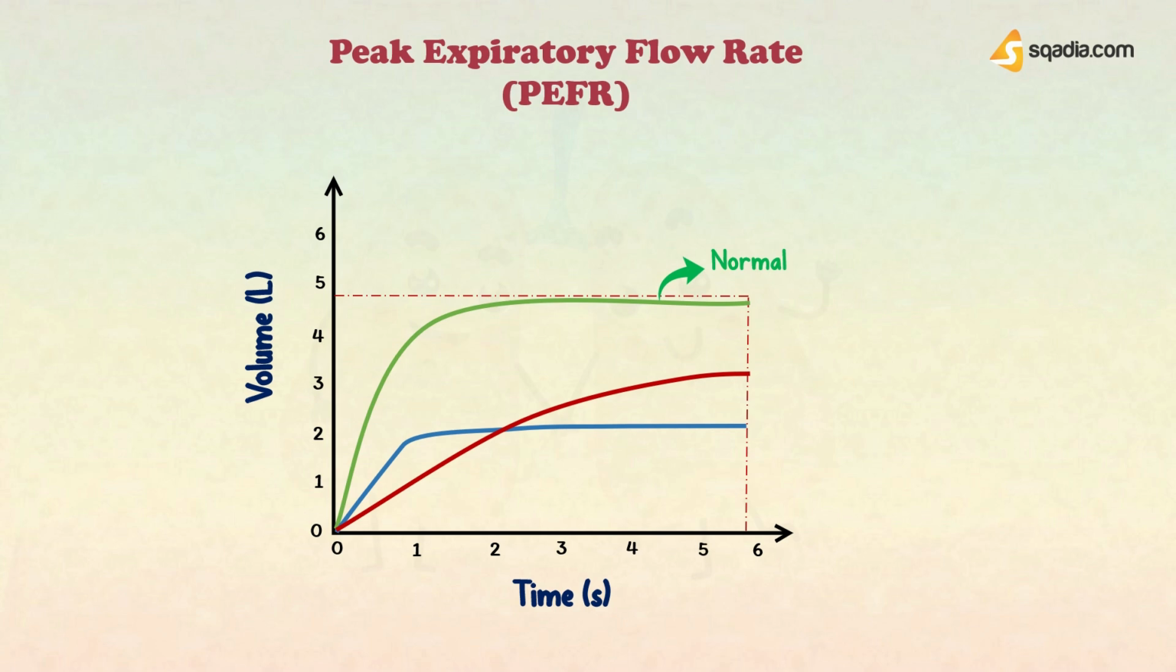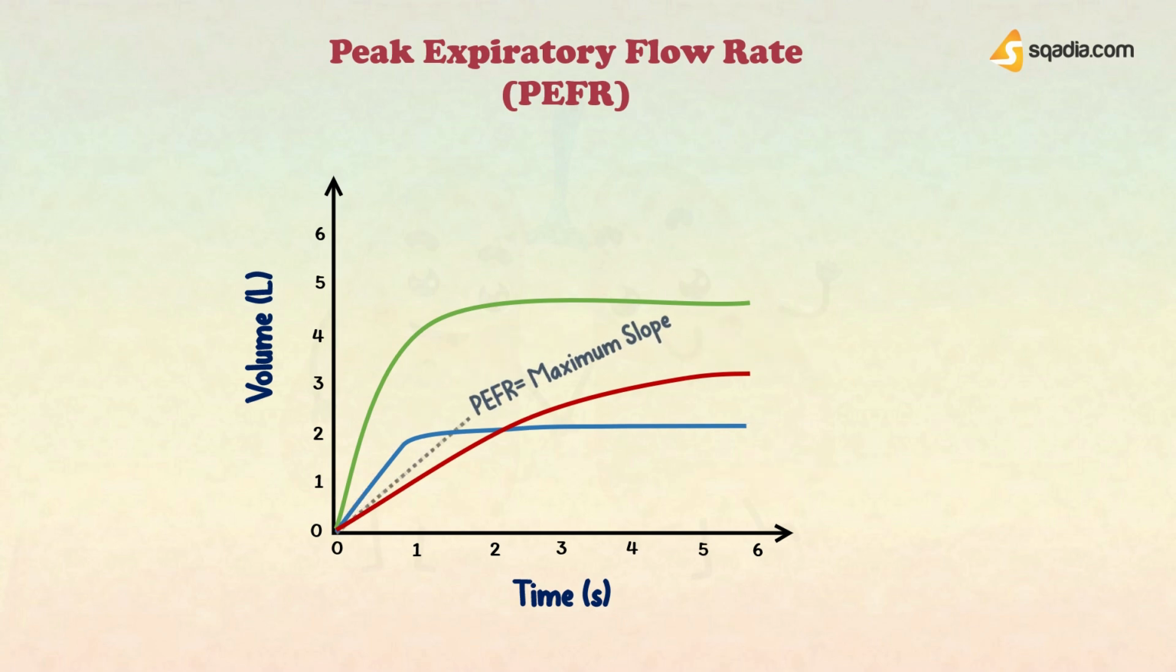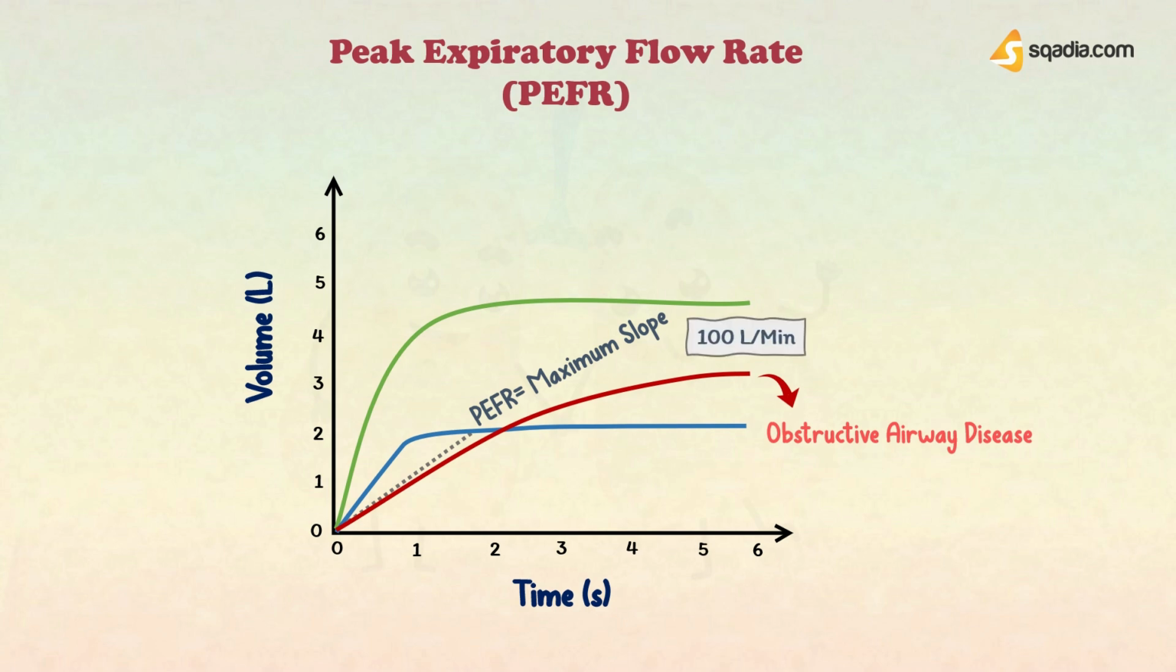Now, let's look at the same graph again. PEFR is the maximum slope of the curve, and here, in healthy adult, it's 400 liters per minute. Now, in restrictive diseases, you can see the slope slightly decreasing. So, PEFR is reduced from 400 liters per minute to about 200 liters per minute. Now, the reduction is more significant in the obstructive diseases, and you can see the slope decreasing even more. Hence, PEFR is reduced to 100 liters per minute. So, that was about the lung function tests.